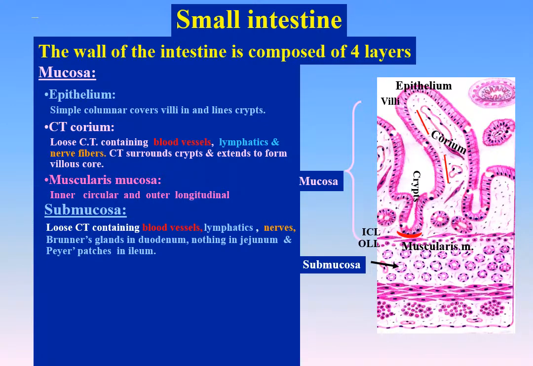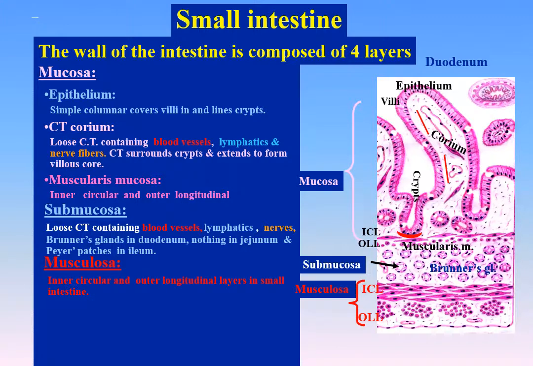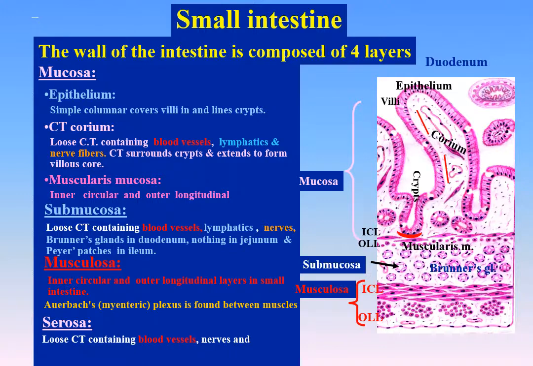Brunner's glands are present in the first part of the small intestine, the duodenum. In the second part, the jejunum, the submucosa contains only blood vessels and lymphatics. In the third part of the small intestine, which is the ileum, Peyer's patches, which are lymphatic follicles, are present in a C-shaped appearance in the submucosa. Musculosa: inner circular and outer longitudinal layers, and Auerbach's or myenteric plexus of nerves is found between the muscles. Serosa: loose connective tissue containing blood vessels, nerves, and covered with mesothelium.